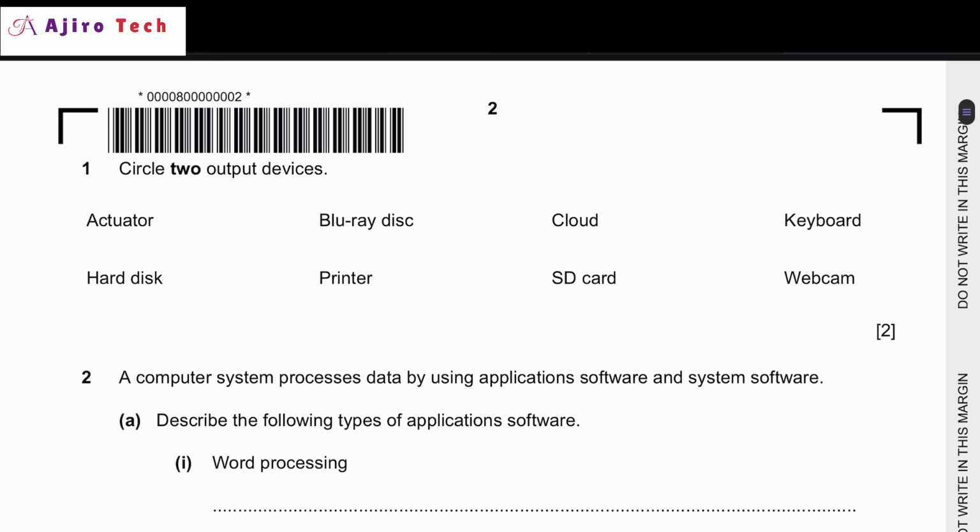Circle to output device. Now, when you see something like this, circle to output device, the first thing you have to look at is what is an output. Okay, what is an output? This is very, very important. Now, when we talk about output, output is used to receive.